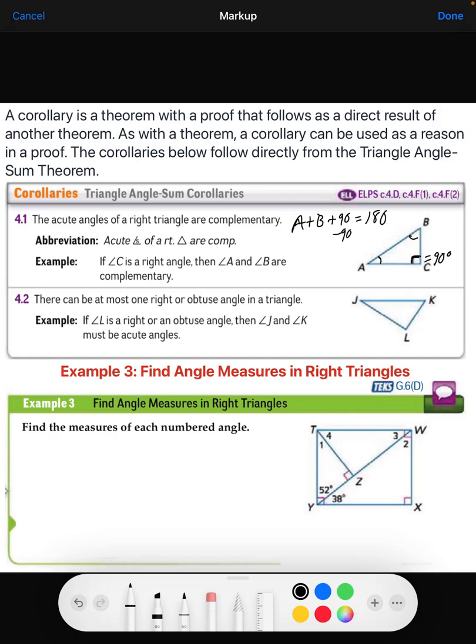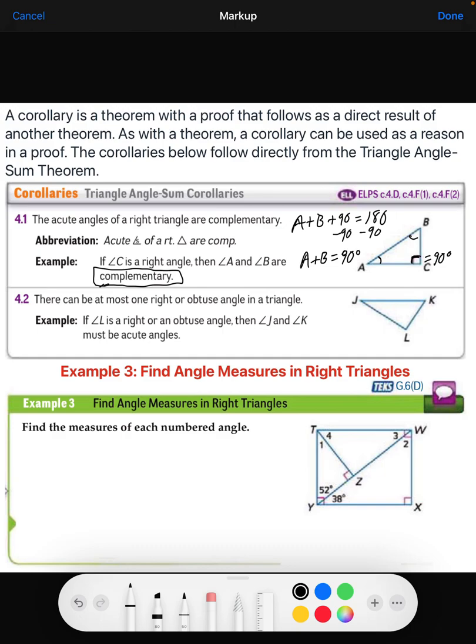And if we subtract 90 from both sides, we get A plus B equals 90 degrees. And when angles add up to 90 degrees, they are called complementary angles. So we know that acute angles of a right triangle are complementary. 4.2 says there can be at most one right or obtuse angle in a triangle.